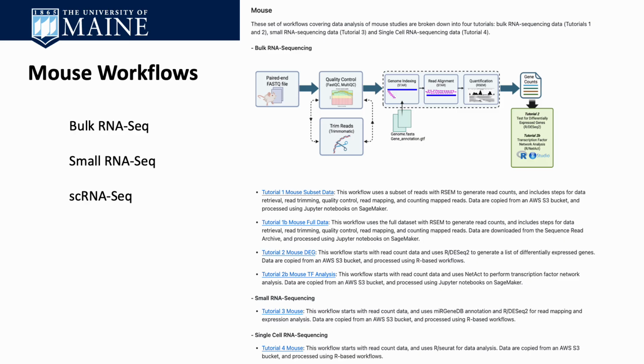The difference between the first 2 tutorials, tutorial 1 and 1b, is the size of the data. So read mapping is computationally intensive, and so we wanted to have a tutorial, which is tutorial 1, that runs very quickly, where you're analyzing a very, very small subset of the data so that the tools run very quickly and you can learn how to run the tools. Tutorial 1b is the full data set, where you're downloading approximately 30 million reads per sample from the sequence read archive at the NCBI, and you're analyzing the entire data set. That takes much longer to run.